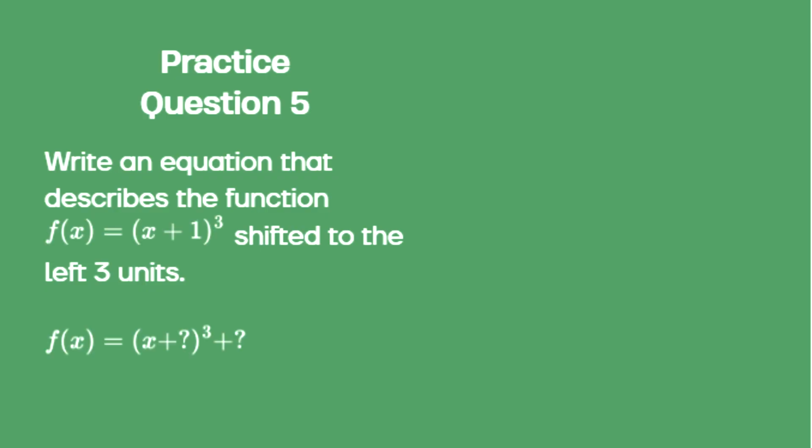Practice question number 3 at the very end of the lesson. Write an equation that describes the function f of x is equal to x plus 1 cubed, shifted to the left 3 units. Pause it, figure it out, come back. So we know that being shifted to the left means it's going that way. 3 units, which means k is equal to negative 3.